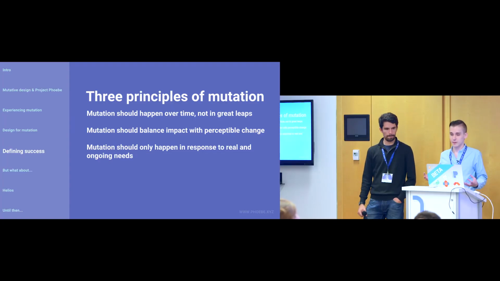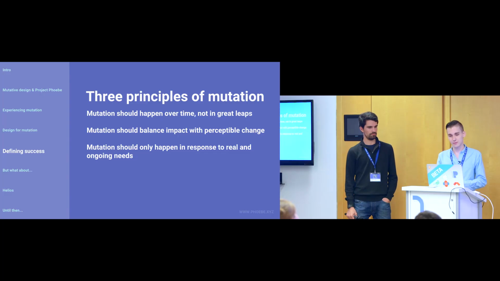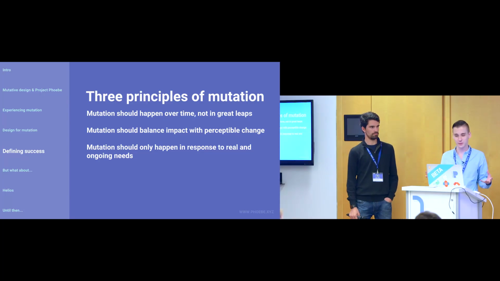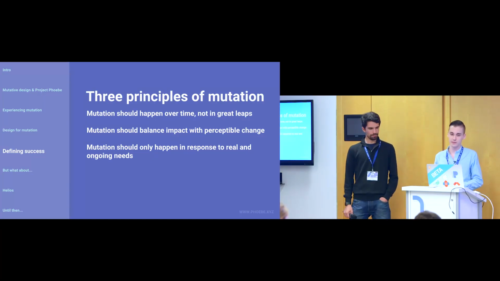So to continue talking about how we know if it works, I want to just lay out 3 principles of mutation so far. And of course, all of this is a work in progress. But so far, I think that mutation should happen over time, not in great leaps. What I mean by this is that, if you extend the metaphor to its breaking point, your interface should not lose an arm and grow 3 eyes between 2 times that the user is visiting your app. Things ideally should happen imperceptibly, and the user would only have an underlying experience of increased success with apps over time, rather than noticing that things are just changing all the time.